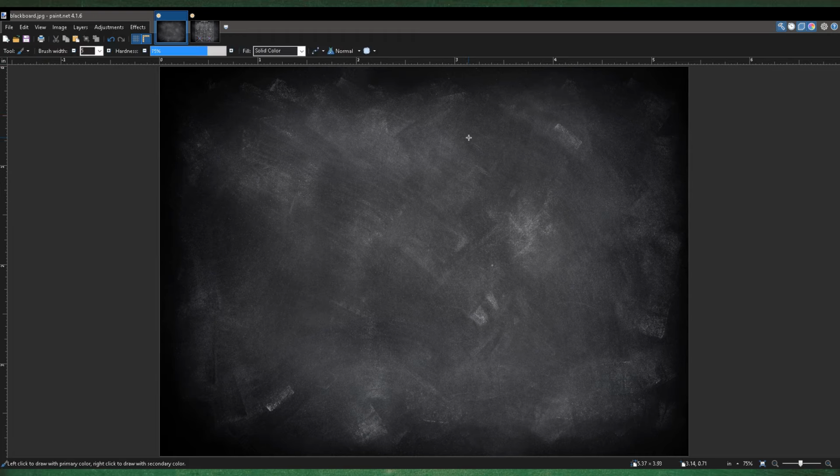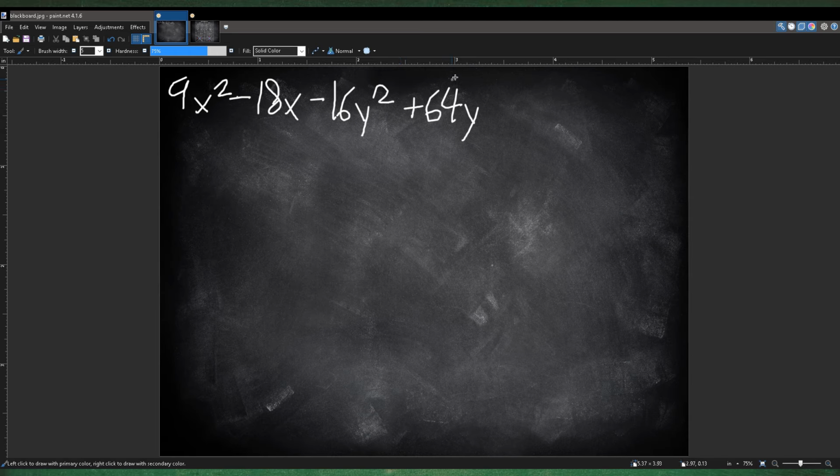First, let's have 9x squared minus 18x minus 16y squared plus 64y minus 199 is equal to 0. How do you tell this is a hyperbola? As I said in the previous video, there has to be an x squared term and a y squared term, and the signs between them have to be different. So one is positive and the other is negative. Since this is positive 9 and this is negative 16, it's going to be a hyperbola.